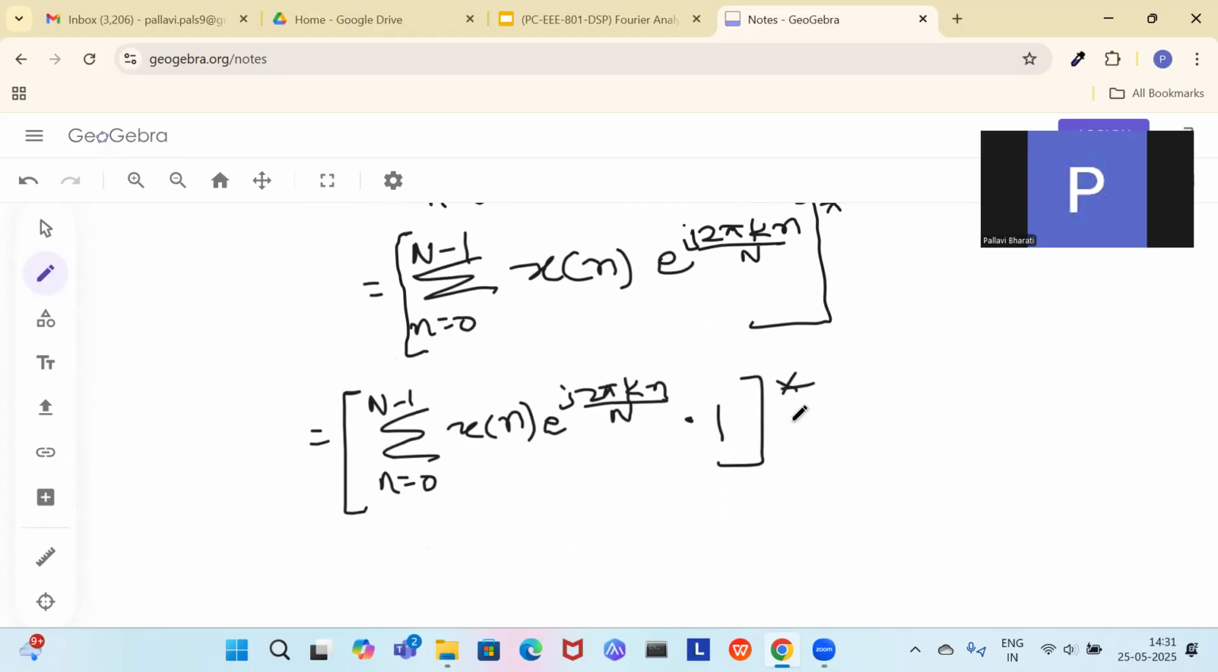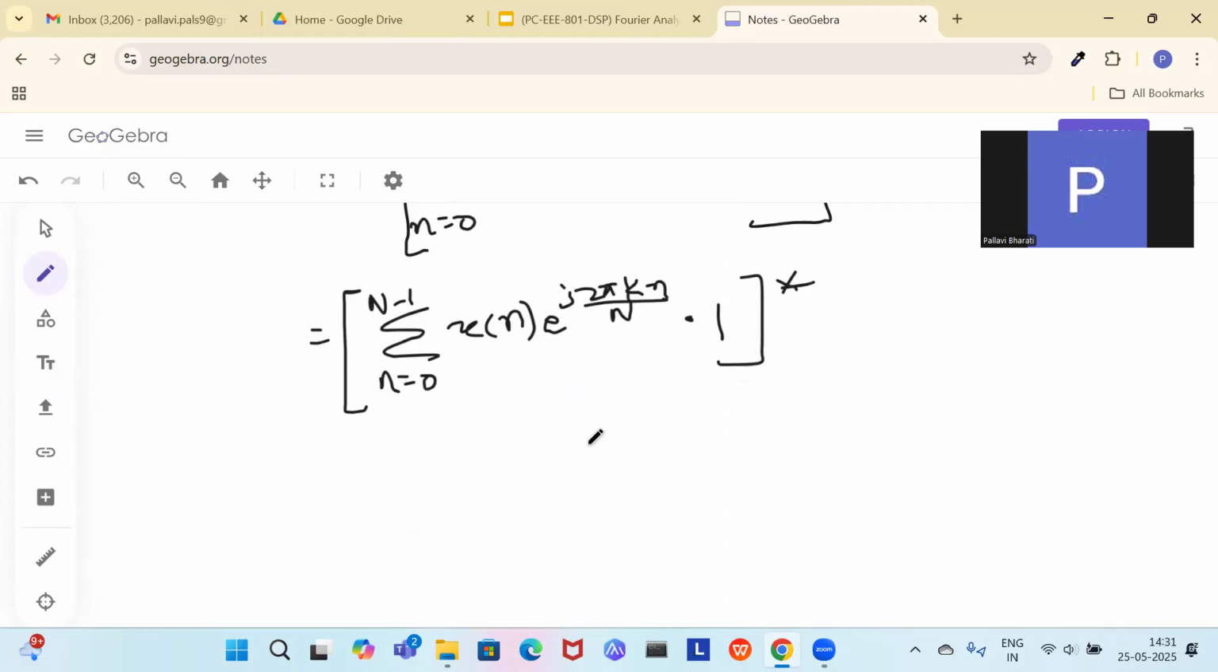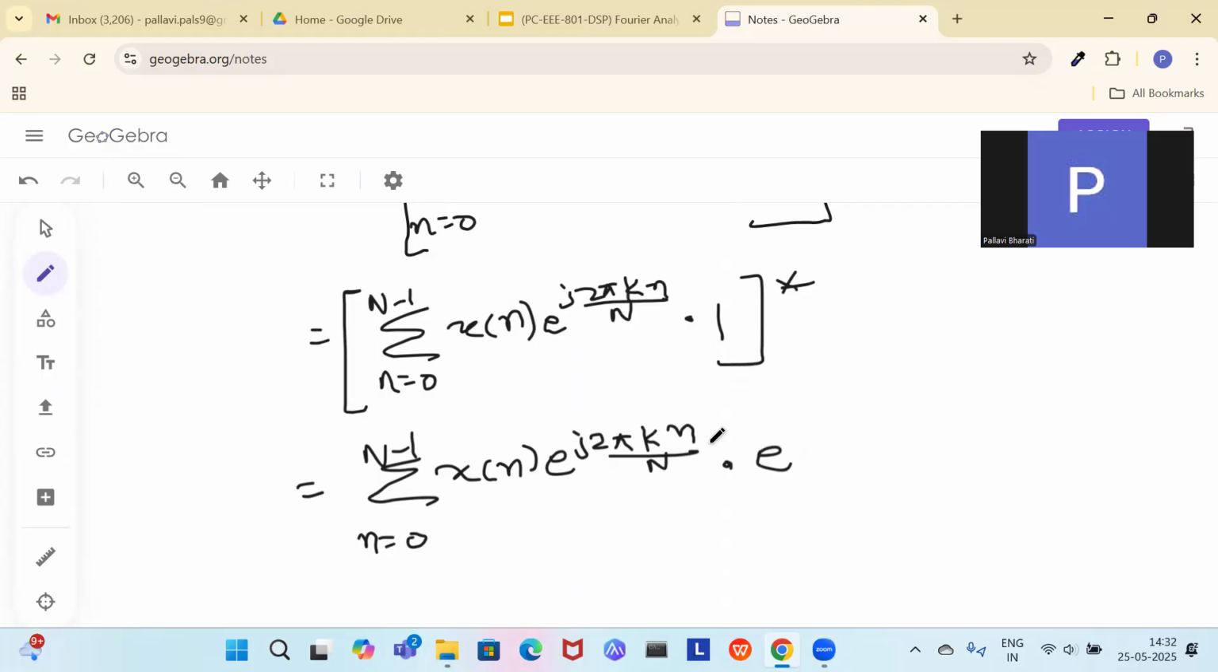So what we had to prove was capital N minus k. So we will be using the same thing once again. What we are going to do is sum over n equals 0 to N minus 1 of x[n] e to the power j2πkn/N into e to the power... See, there was a minus there, which we had to prove.